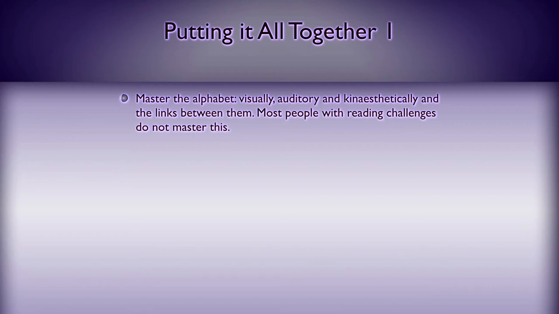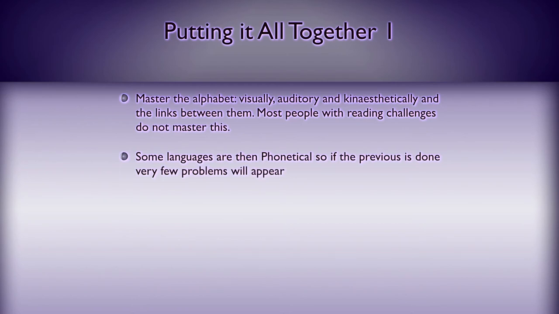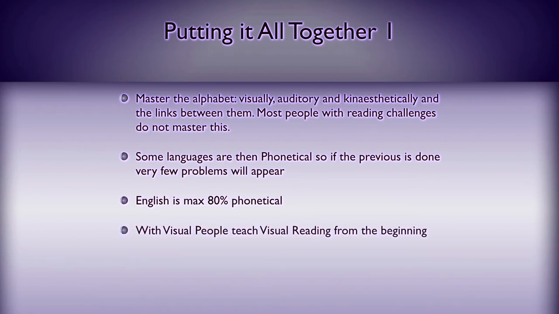Some languages are then phonetical. So if the previous is done for those languages, then there will be few problems when it comes to reading and writing. Whereas English is only about 80% phonetical. So there's always going to be slightly more of a challenge there. And that's where we have to go to the spelling videos and take our time and let the child's subconscious brain work out the phonetics. With visual people, teach visual reading from the beginning. Communication and teaching methods are the key. Visual, visual, visual.